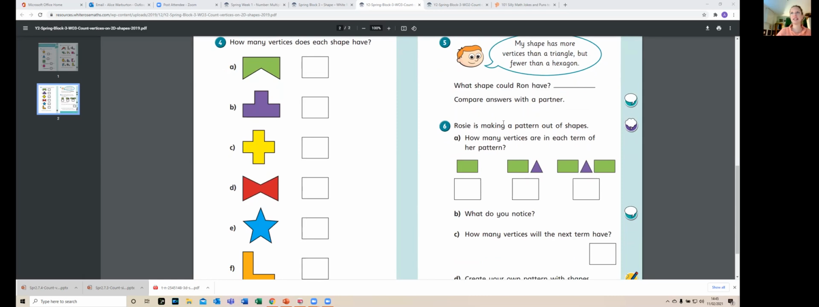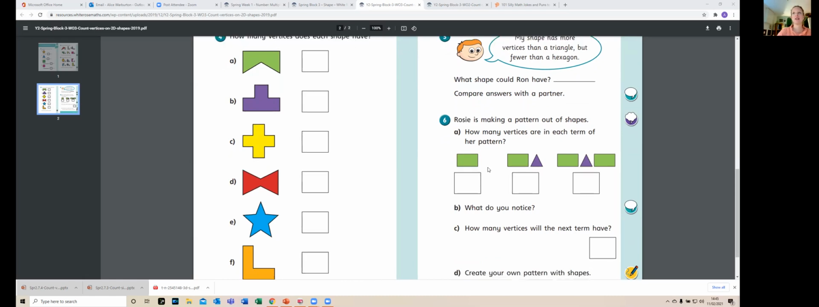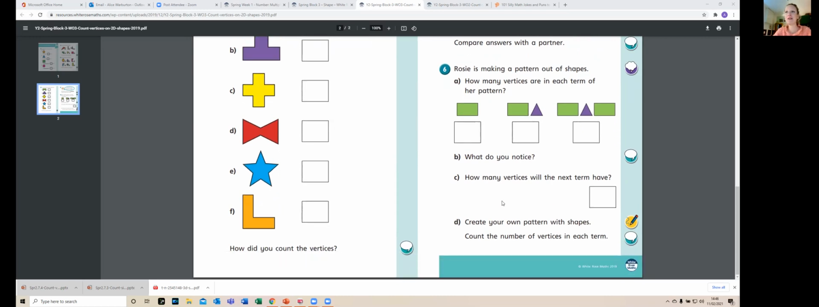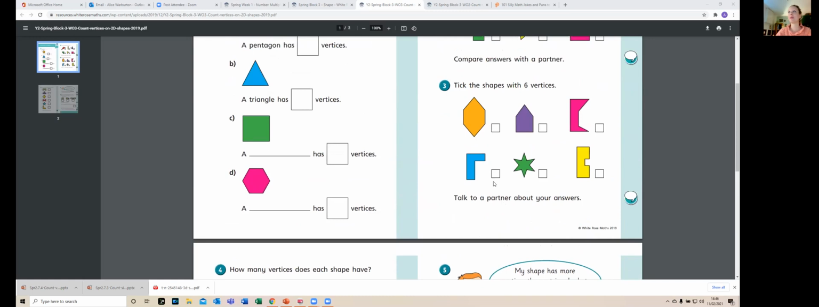And question 6, Rosie is making a pattern out of shapes. How many vertices are in each term of her pattern? So if you see where my mouse is, that's the first term, that's the second term, and that's the third term. And can you see each time the pattern goes, it's extended. So I imagine the number will get larger. Oh, I've just given you the answer to question B. Anyway, I want you to explain it in more detail. And create your own pattern to finish off. So plenty to be getting on with there, children.